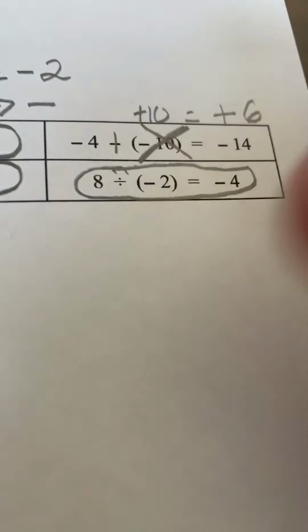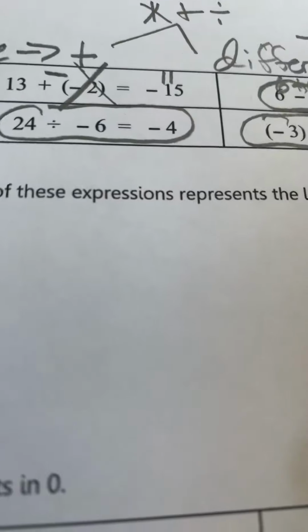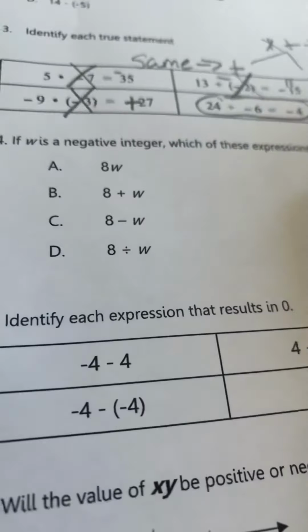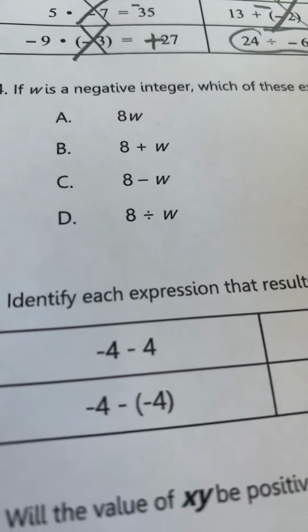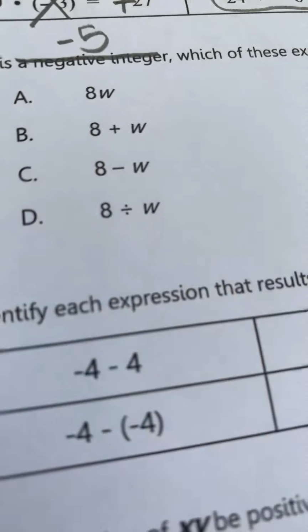So there are only 4 correct answers. This one, both of these in this column, and this one. All right. Now, your question should look very different on this one. It should say if W is equal to negative 5, which of these values is the largest number?